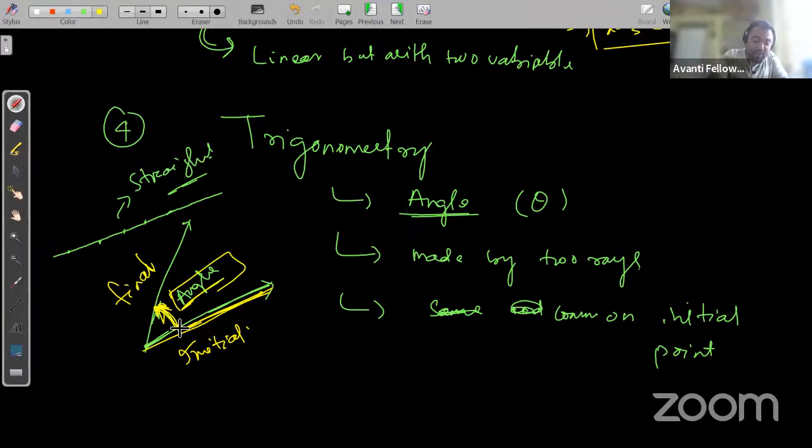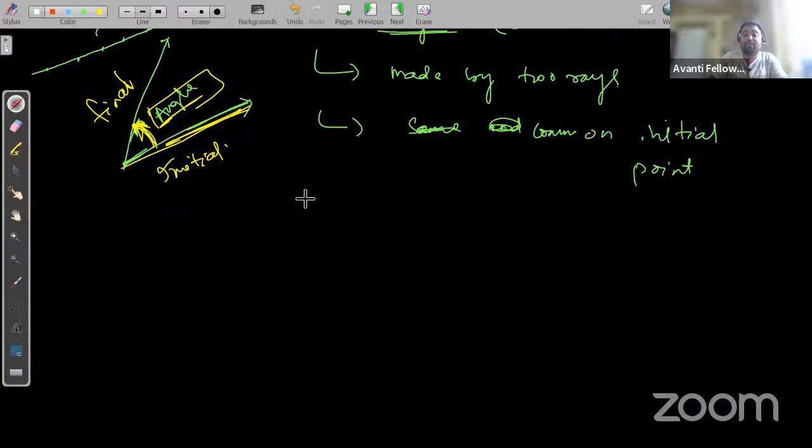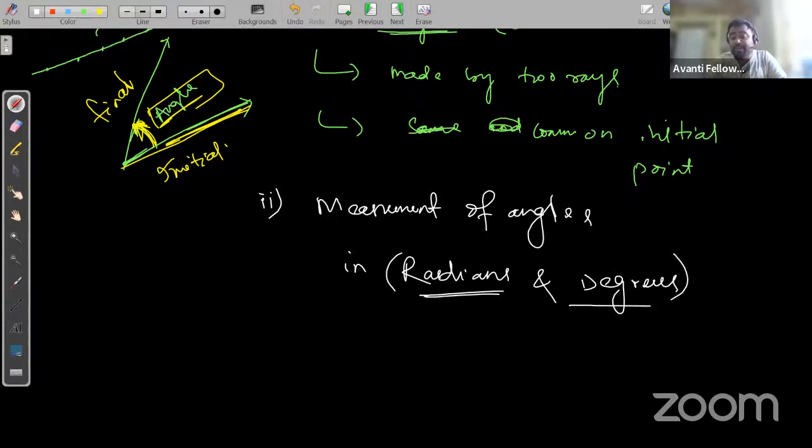Then in trigonometry also we'll cover measurement of angles in radians and degrees. Okay, second thing, this is my definition of angle. The second thing we'll cover here is measurement of angles in radians and also in degrees. Yes, so these are the units of angle. Radians and degrees are the units of angles.